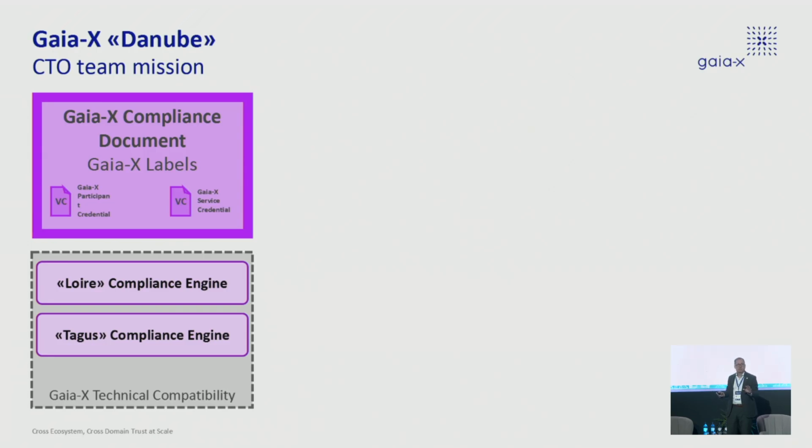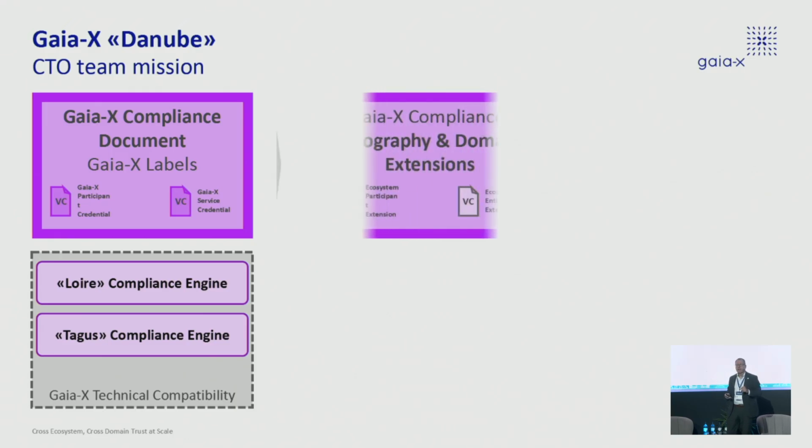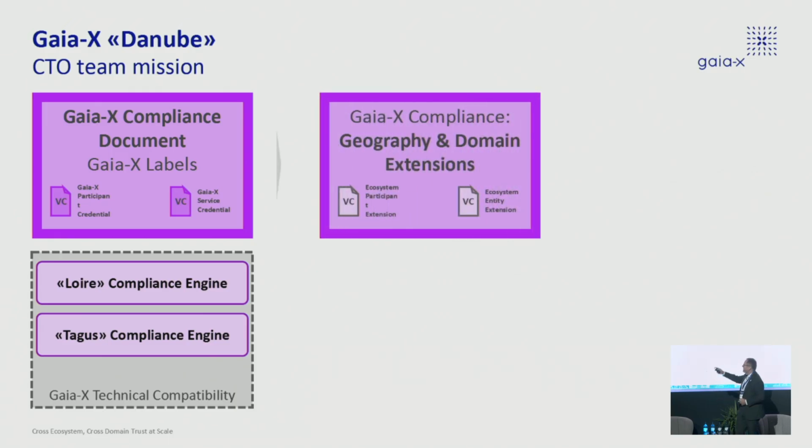And then together we developed an extension mechanism. The color coding here means that the more purple the things are, the more directly those rules, those compliance documents, are either governed by the Policy and Rules Committee of Gaia-X or implemented by the people in the CTO team in the Gaia-X lab. So we have geography and domain extensions.